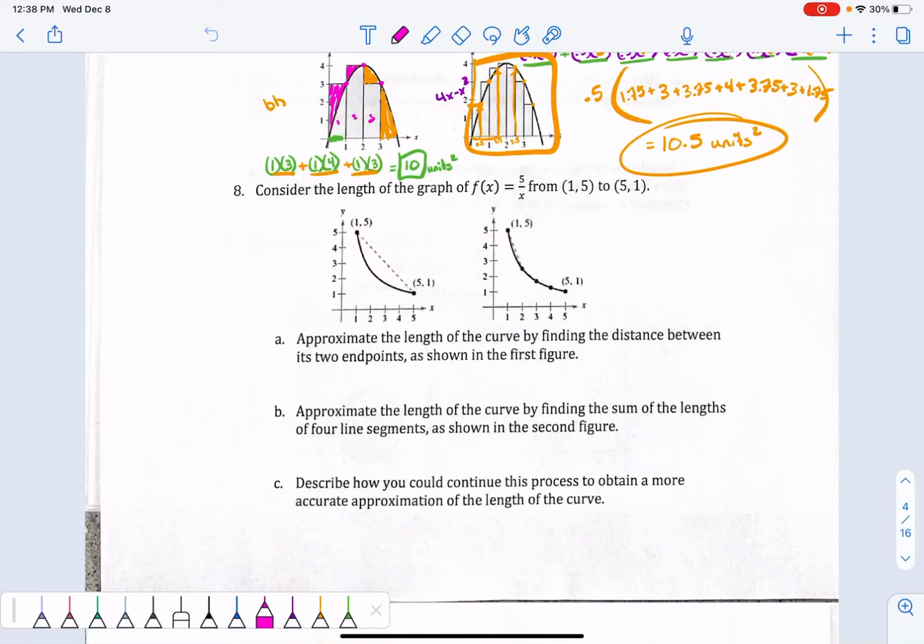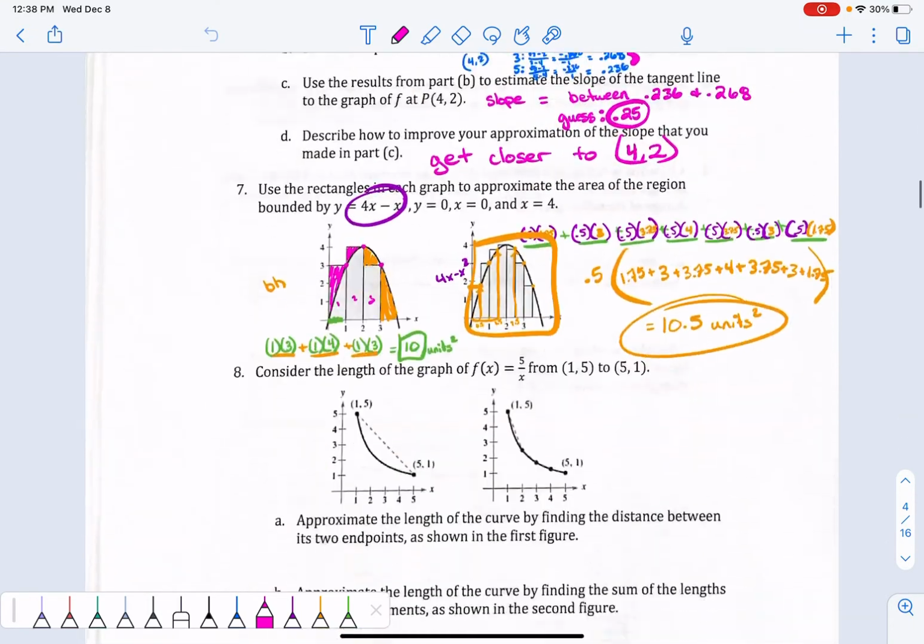All right, my trig girls. We are on number 8. This is the last problem on your homework sheet for section 3-1.